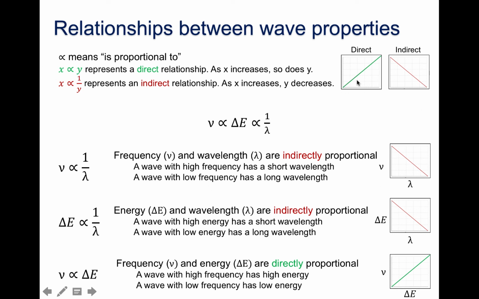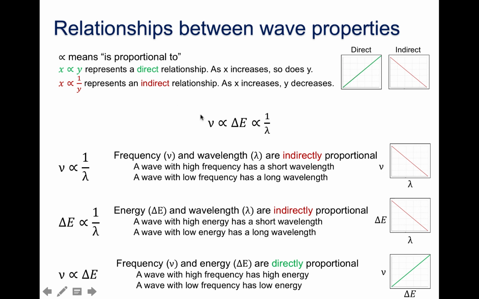As x increases, so does y, and you'll see a positive slope if you plot the two variables against each other. If you see x is proportional to 1 over y, that represents an indirect relationship. As x increases, y will decrease, and vice versa. And you'll see a line with a negative slope associated with that.